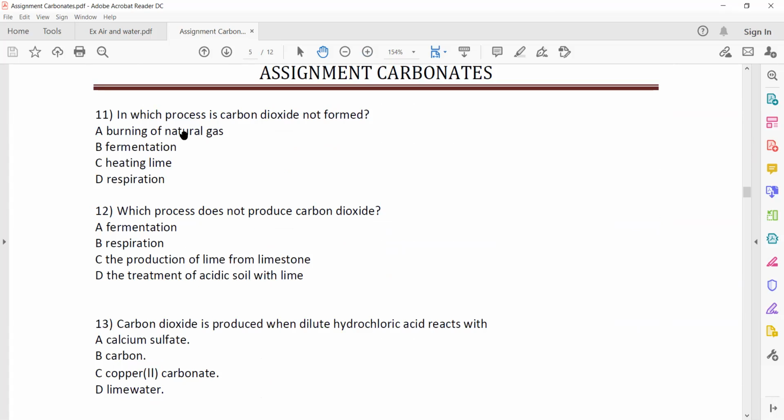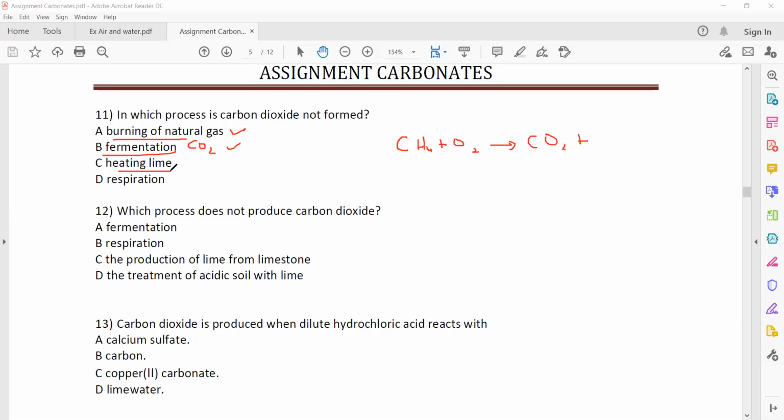In which process is carbon dioxide not formed? Fermentation, it's in organic chemistry, it forms carbon dioxide. So it cannot be B. Fermentation means when glucose, the sugar solution, forms carbon dioxide and alcohol. Burning of natural gas, when you burn the fuel, a hydrocarbon such as methane, also gives carbon dioxide. Burning of the fuel gives carbon dioxide and water. So this also produces carbon dioxide.